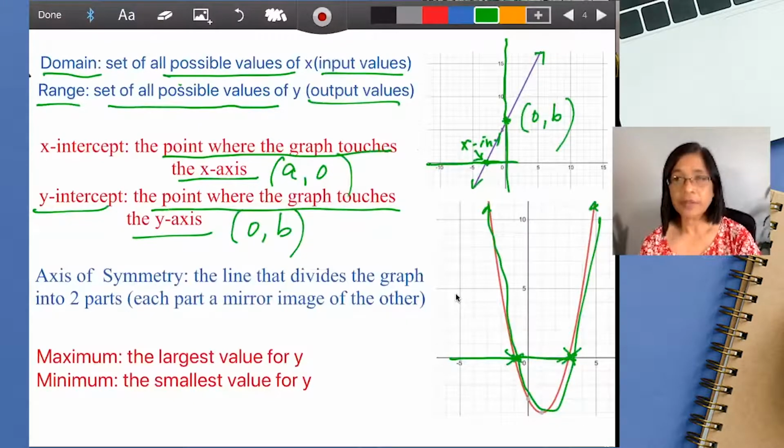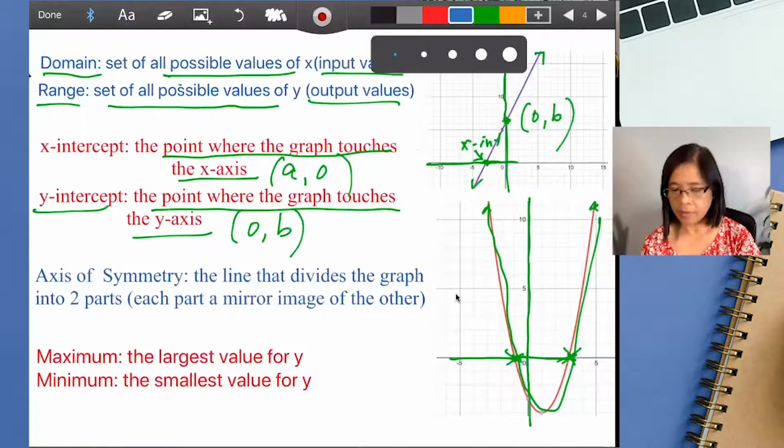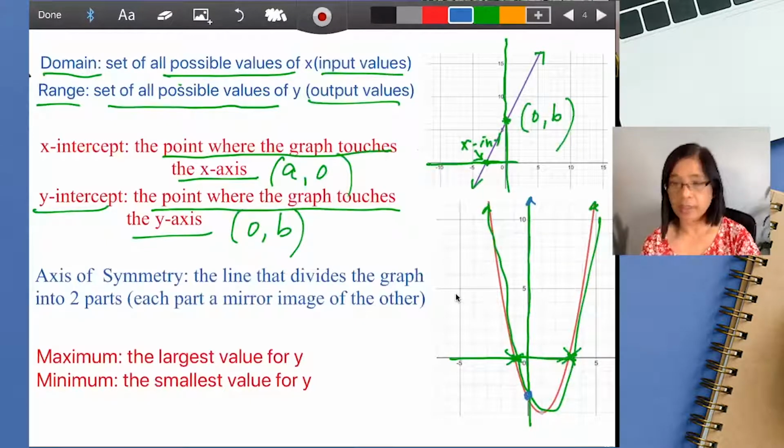Let's find the y-intercept on the second graph. To find this, let's draw a line along the y-axis. Stop here. Notice that this graph and the y-axis intersect at this point, and we call this point the y-intercept.